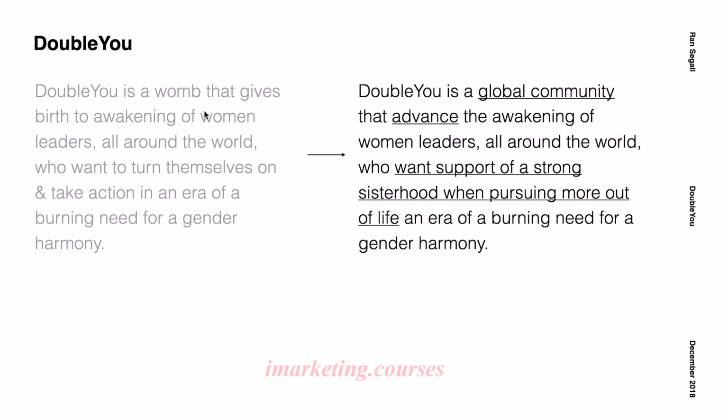So the way I thought it would be more clear is to say: W is a global community that advances the awakening of women leaders all around the world who want to support a strong sisterhood when pursuing more out of life in an area of burning need. So this is a suggestion. This is me giving them an idea based on what they told me. A lot of times they will have feedback on it and we will iterate on it. But the idea here is to get to an agreement.